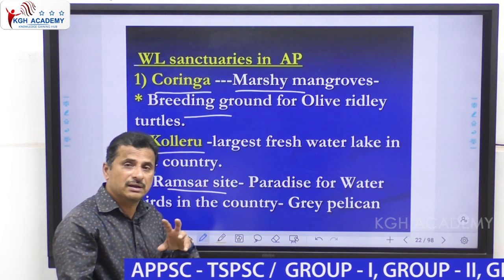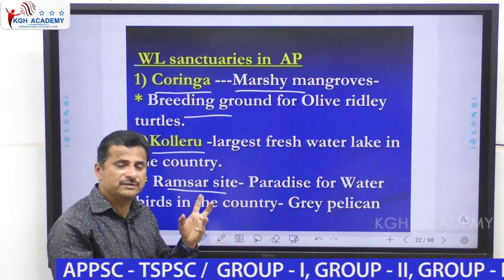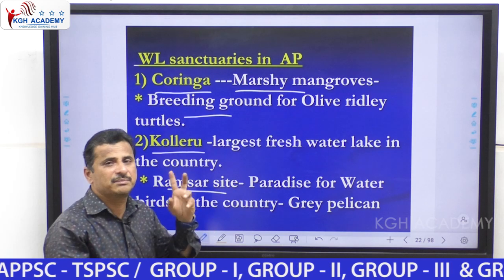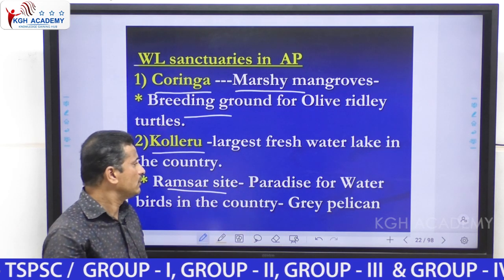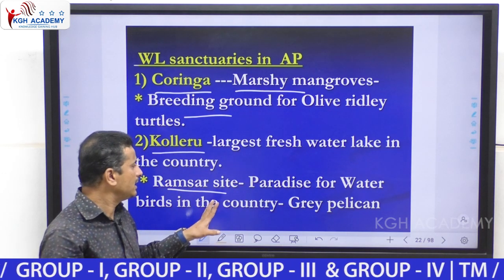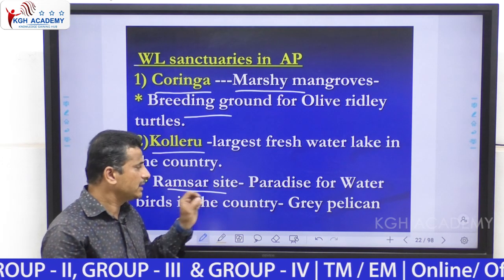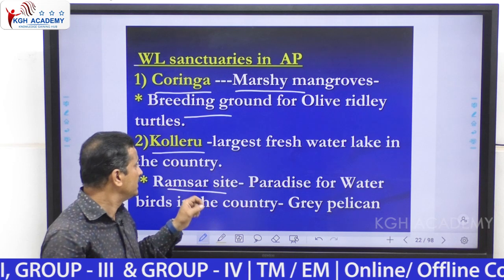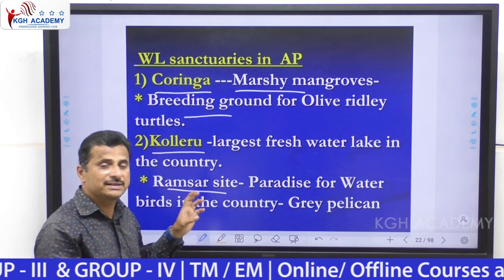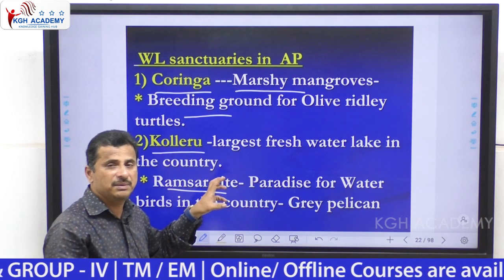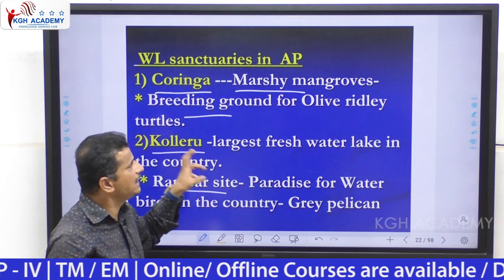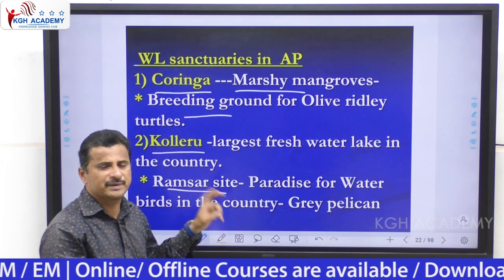So really different types of birds from different countries migrate to this Kolleru Lake. That's why this is called the paradise for water birds in our country. And here the grey pelican is a very famous bird in Kolleru. So like this, dear students, the Andhra Pradesh (AP) wildlife sanctuaries, some areas contain specialties.